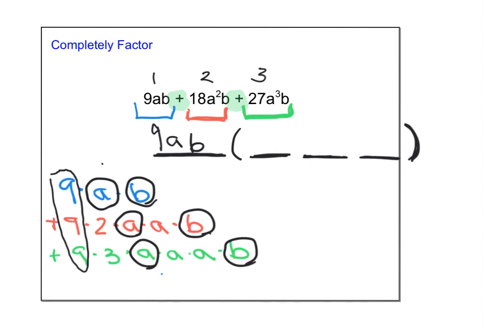Now, this is interesting. When it's time to fill in the leftovers, it's super easy to do the last one in green. I've got a plus, a 3, an A, and an A. So in that last slot, I'm going to do plus 3A squared. In the middle slot, my second term, which was red, I had a plus 2 and an A. So in that middle slot, I'll have plus 2A. But then I find something interesting. If I look at that first term, there was nothing left over. I used all 3 things up.